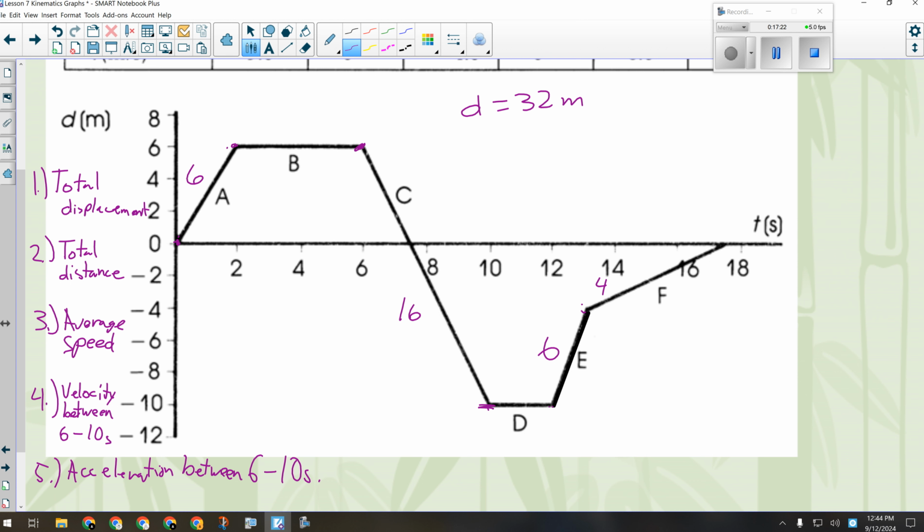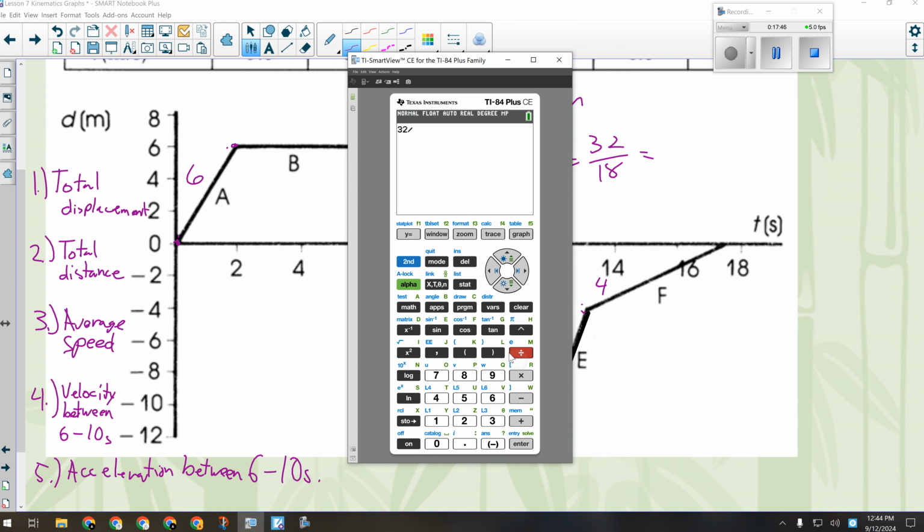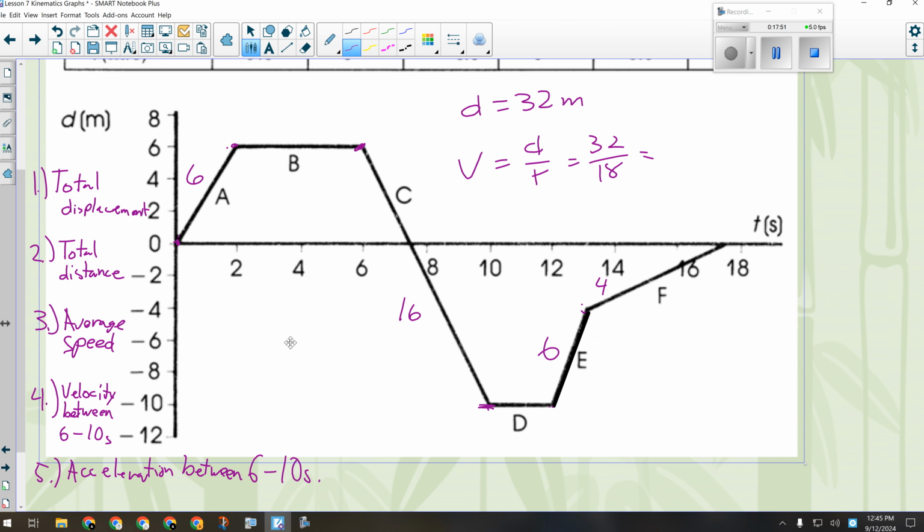If I want to calculate the average speed, have I just done most of the work for that? How do I calculate average speed? Distance divided by time. So average speed is total distance divided by total time, 32 divided by, we said 18, where that comes to 1.8 meters per second. I'll give you a little bit more time on 4 and 5.